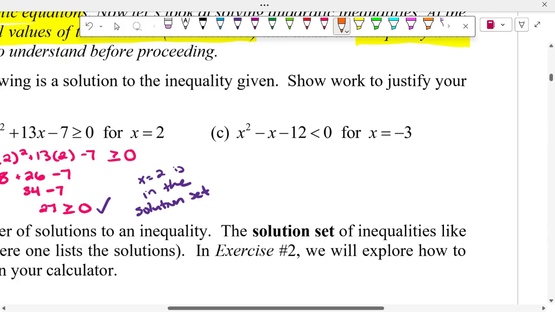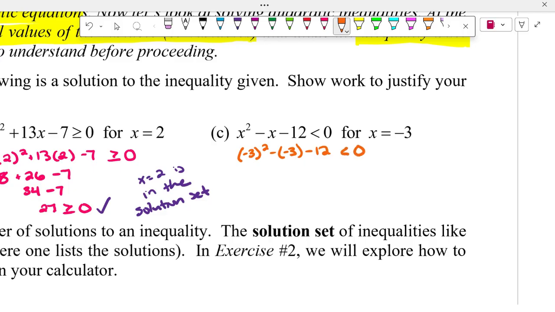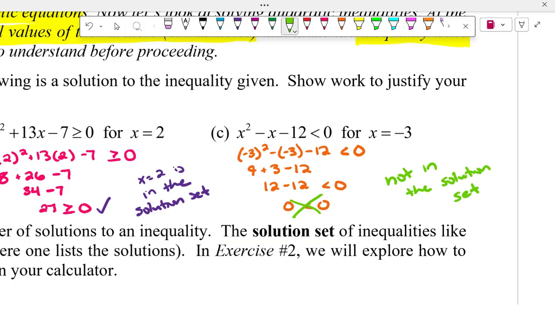Last one, negative 3. So I have negative 3 squared minus negative 3 minus 12, and we want it to be less than 0. What's negative 3 squared? Negative times a negative. Minus 12. So this is 12 minus 12. So we have 0 is less than 0. Is that true? No. Because it's equal to 0 and we don't have an equal to symbol under it, that doesn't make it true. So it's not in the solution set. Be really careful about those inequalities.